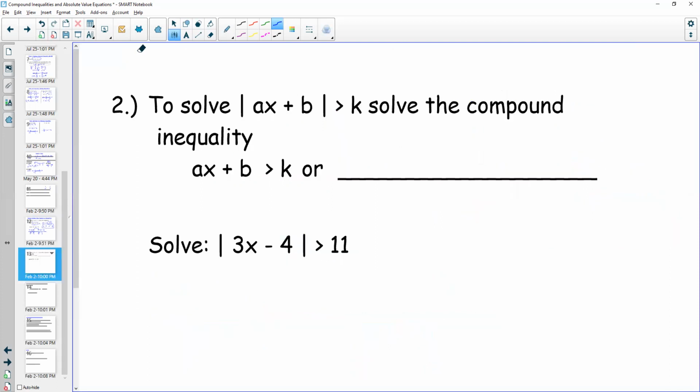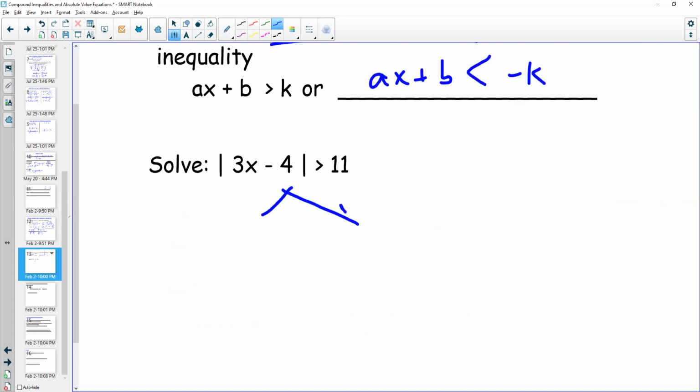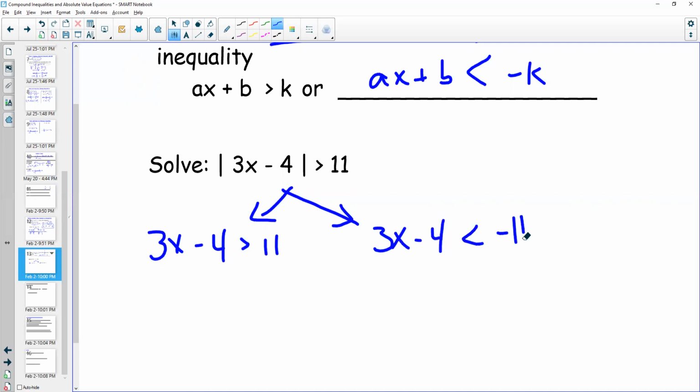When it is an inequality, what happens is when I flip that to that second situation, ax plus b stays the same, k turns negative, and the sign flips direction, okay? So it's ax plus b is greater than k, or ax plus b is less than negative k. Those are the two cases I have to solve. So I would do just like I did a second ago. 3x minus 4 is greater than 11, and then 3x minus 4 is less than negative 11.